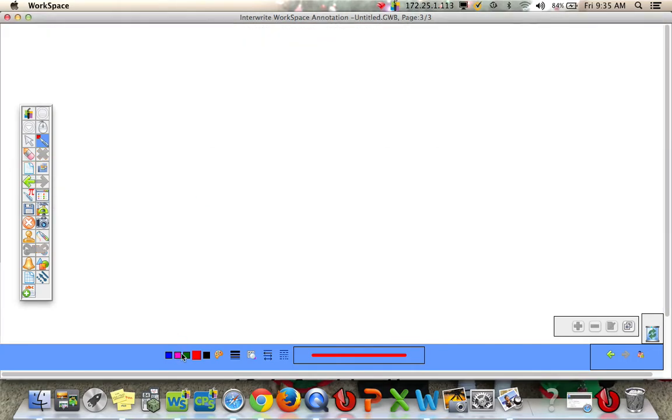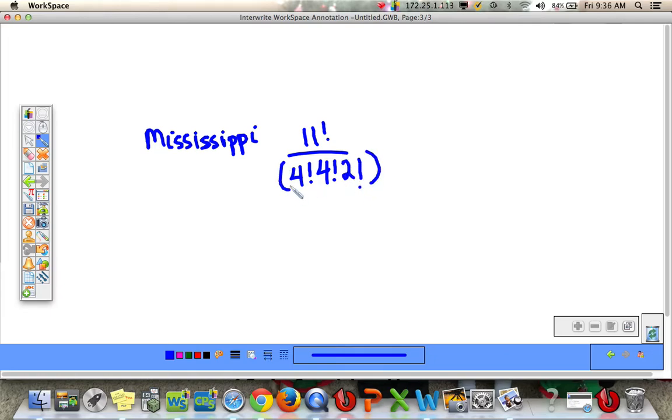Let's try one where there's more than one letter that's repeated. So an example would be Mississippi. All right, in Mississippi, there are 11 letters. There's the total. The I is repeated 4 times. The S is repeated 4 times. And the P is repeated 2 times. So you could type that in your calculator, the total number of letters factorial divided by all the repetitions factorial, and we could arrange Mississippi 34,650 ways.